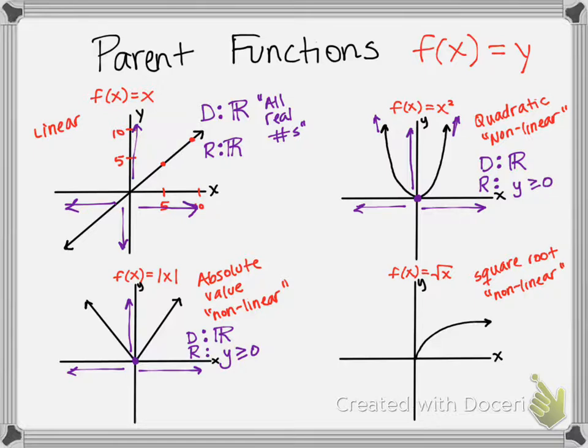And now the last one, the square root function. This one only uses x values starting from 0 and then going forward, because we cannot take the square root of a negative number. So in this one, our domain is only the x values that are greater than or equal to 0. And in return, it'll only give us positive values for y, so our range is y greater than or equal to 0.